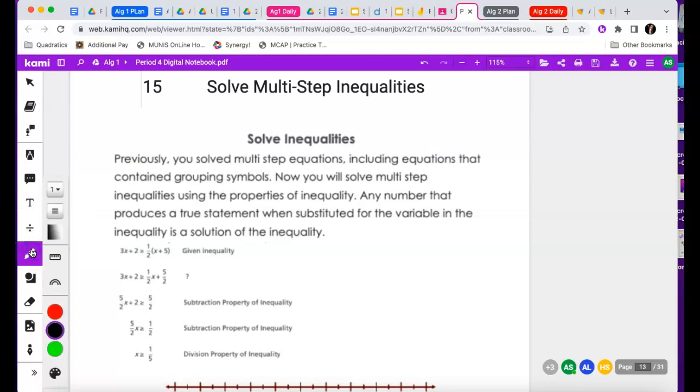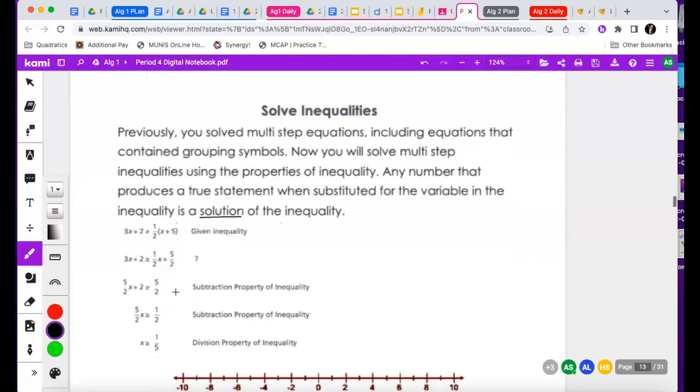So previously you solved multi-step equations, including equations that contained grouping symbols. Now you will solve multi-step inequalities using the properties of inequality. Any number that produces a true statement when substituted for the variable in the inequality is a solution to the inequality. So let's look at the example.